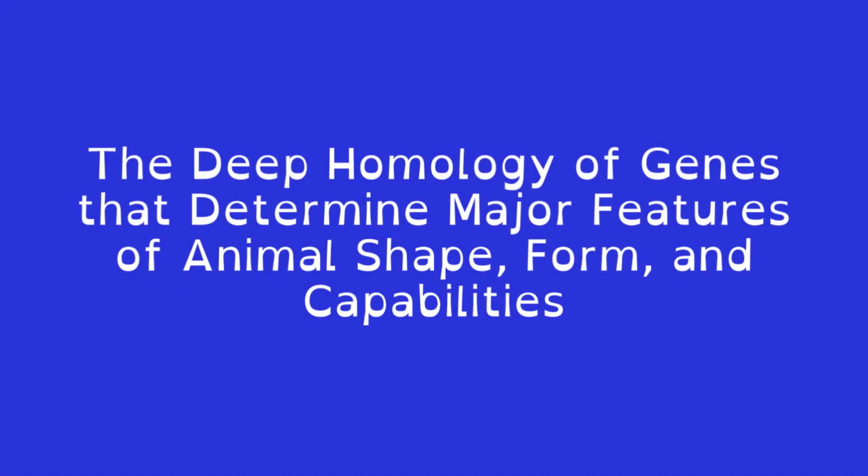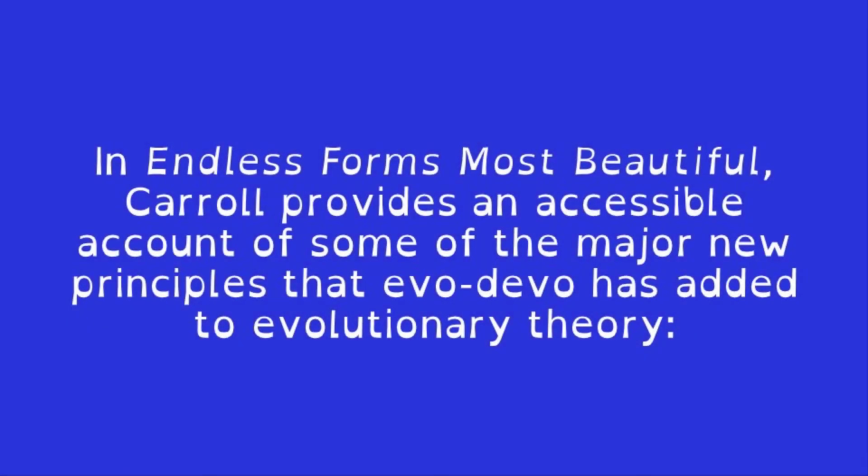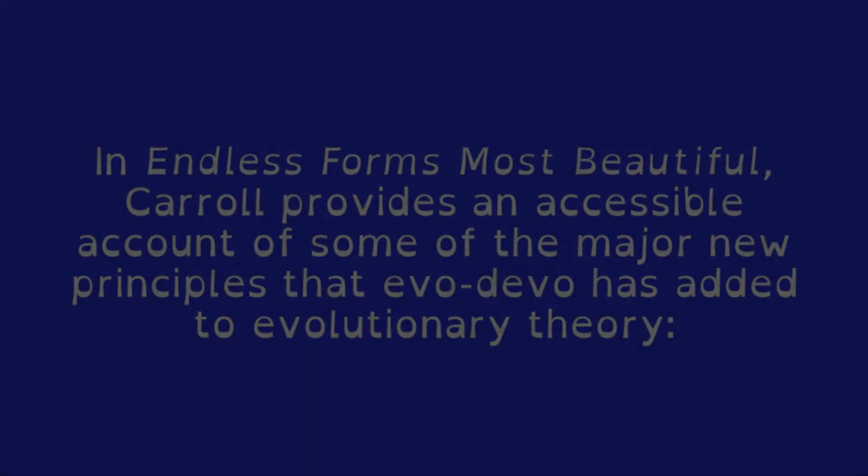The deep homology of genes that determine major features of animal shape, form, and capabilities. In Endless Forms Most Beautiful, Carroll provides an accessible account of some of the major new principles that Evo Devo has added to evolutionary theory.